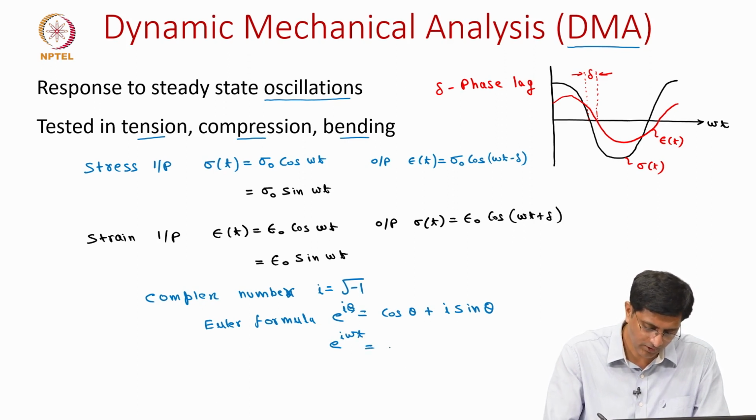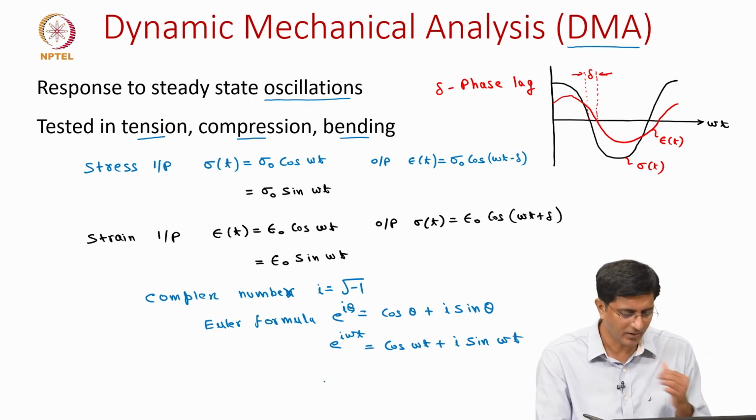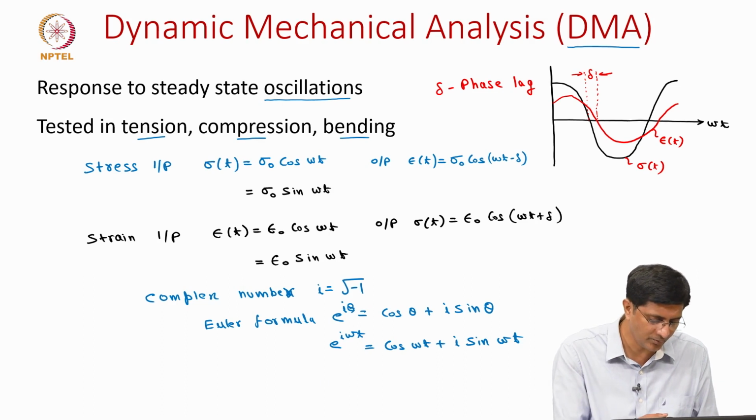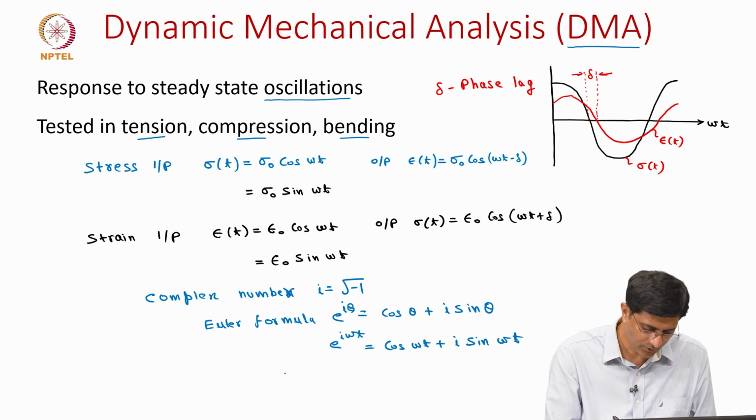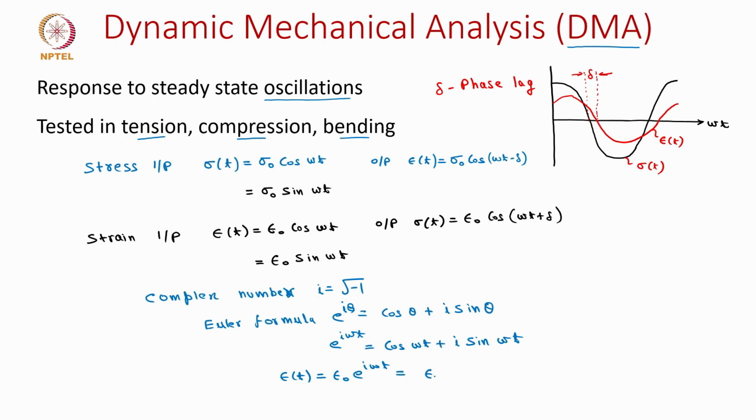t, then it can be written as cos omega t plus i sin omega t. So, looking at the strain input, let us say epsilon of t, I could simply say epsilon of t is epsilon naught times e power i omega t, then it will be epsilon naught times cos omega t plus i times epsilon naught sin omega t.